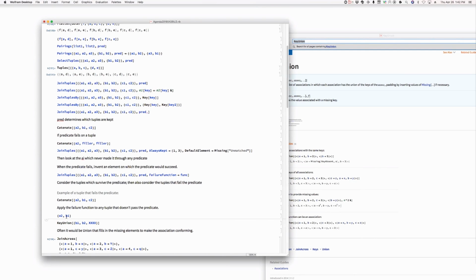Okay, so hold on. You take B1. Yeah, and you replace all values of B1 with missing. Let's take a specific example here. So let's say A goes to, the first thing here is A1, well, let's call it KA1 goes to 1, KA2 goes to 2, etc., right?